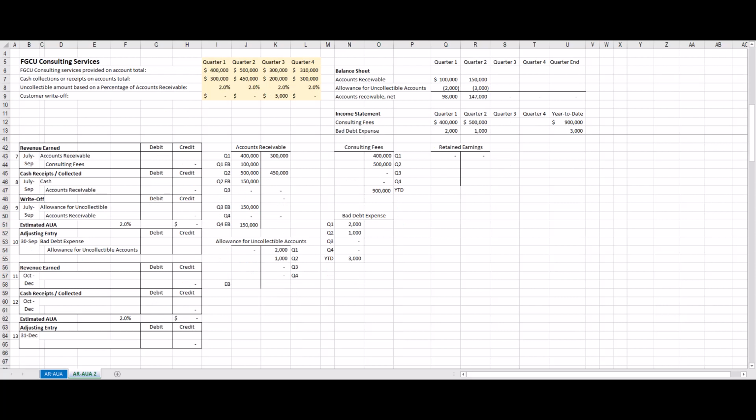During the third quarter, the economy suffers a downturn, and we report decreases in both revenue and cash receipts. For the quarter, consulting fees totaled $300,000, while cash receipts from customers totaled $200,000.